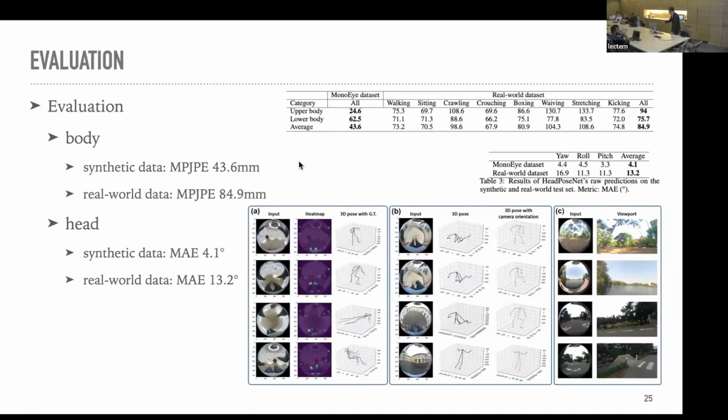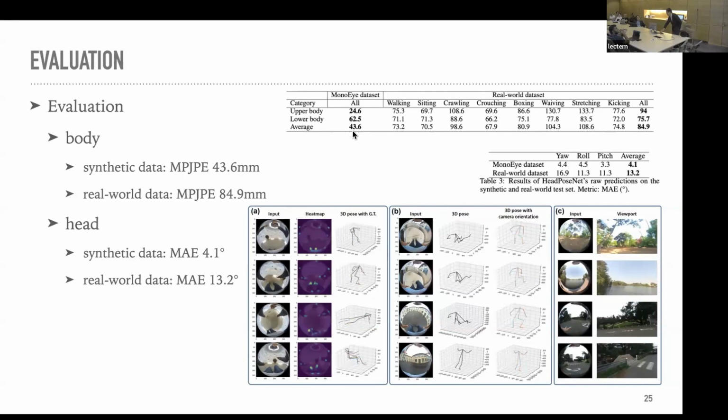MPJP, the mean per joint position error... sorry, I forgot. But anyway, I'm so nervous right now.